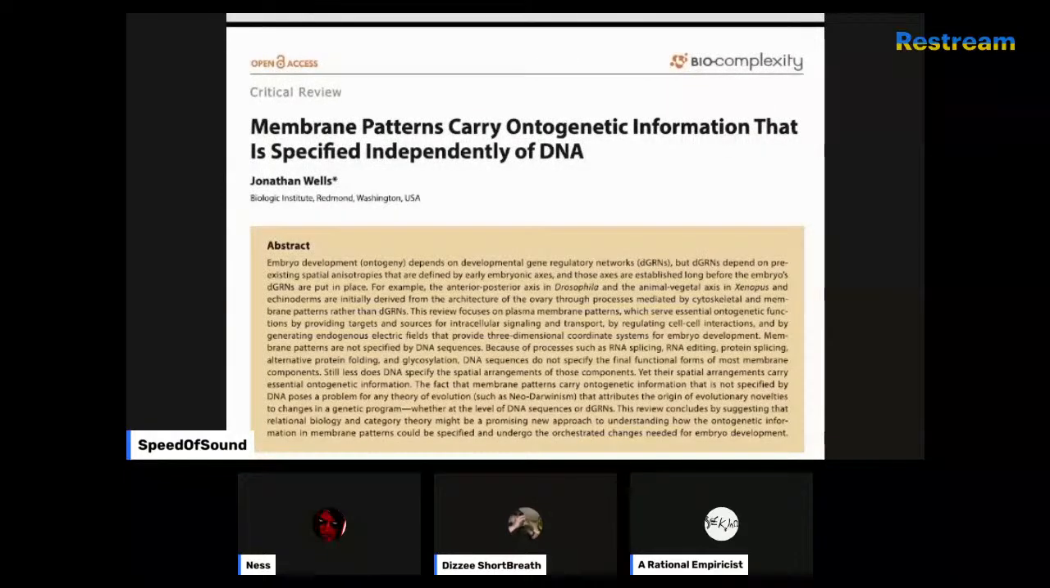Yeah. So he wrote this paper, "Membrane patterns carry ontogenetic information that is specified independently of DNA." Okay, no, it ain't. Complexity, is that an ID website? Or is it an actual scientific journal? Biocomplexity is an intelligent design journal designed to allow intelligent designers to get their papers published. So, just a second. This is a journal by the Discovery Institute.